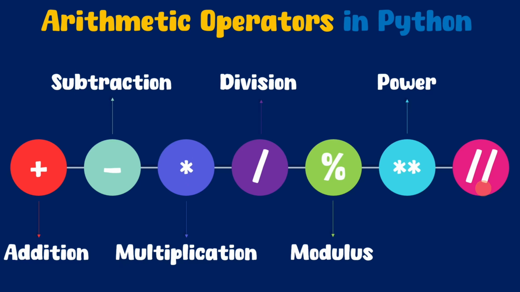Next we have floor division operator in Python. We use two forward slashes to represent floor division operator. Floor division operator will take two values, it will perform division and give us the closest integer that is less than or equal to the result of the division. We will learn more about floor division operator in our coming session.